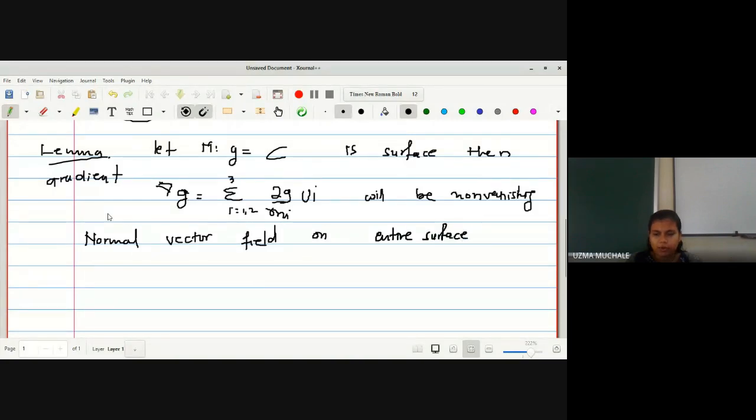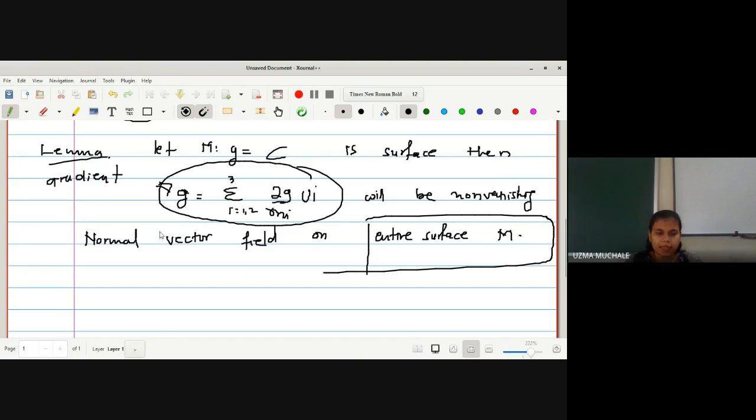Okay, just like I told you the example of the Himalaya, where at every point you can find one normal, because at every point you can have some different shape, but here we want to find the normal to the entire surface. This whole gradient will work as a normal vector field on a surface. Is the idea clear? What is the lemma given?